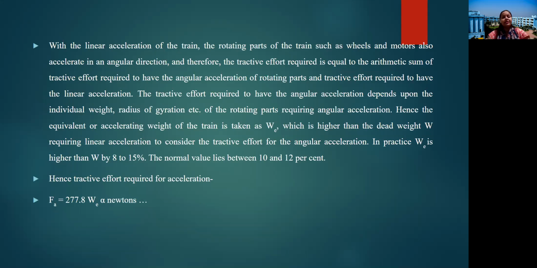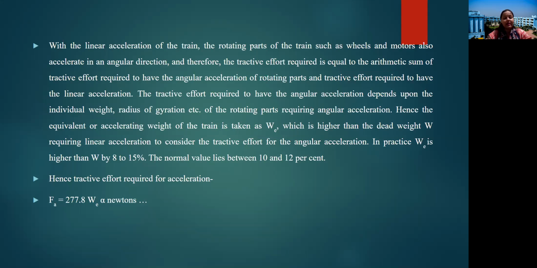With the linear acceleration of the train, the rotating parts of the train, such as wheel and motor, also accelerate in an angular direction, and therefore the tractive effort required is equal to the arithmetic sum of tractive effort required to have the angular acceleration of rotating parts and tractive effort required to have the linear acceleration. The tractive effort required to have the angular acceleration depends upon the individual weight, radius of gyration, etc. of the rotating part requiring angular acceleration.